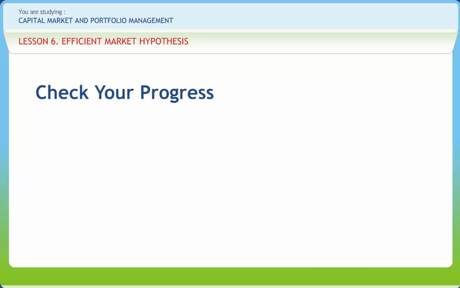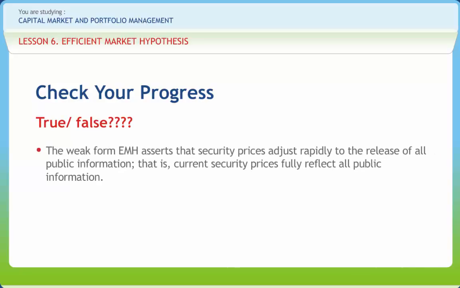Now let us check if we have understood the various concepts discussed in this lesson clearly. The weak form EMH asserts that security prices adjust rapidly to the release of all public information. That is, current security prices fully reflect all public information. Right or wrong?